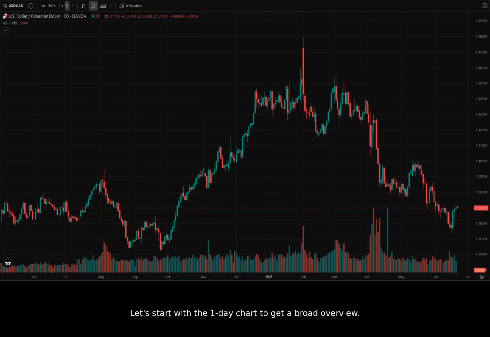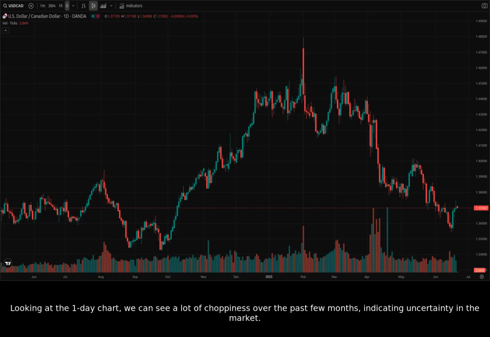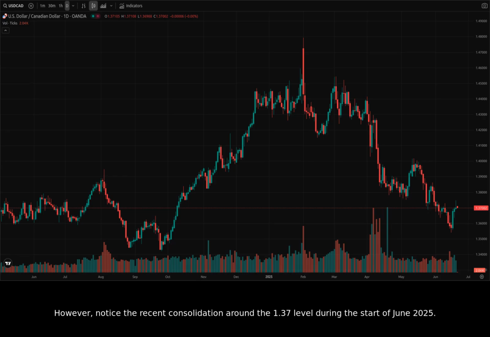Let's start with the one-day chart to get a broad overview. Looking at the one-day chart, we can see a lot of choppiness over the past few months, indicating uncertainty in the market. However, notice the recent consolidation around the 1.37 level during the start of June 2025. We saw a bit of an upward trend leading into June, but a consolidation and slight drop at the middle.